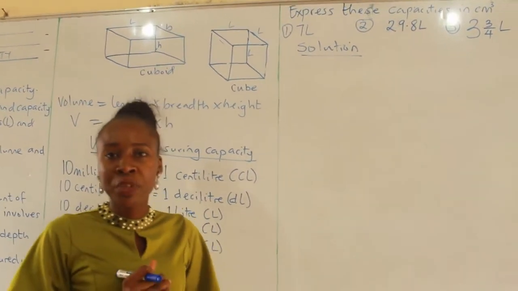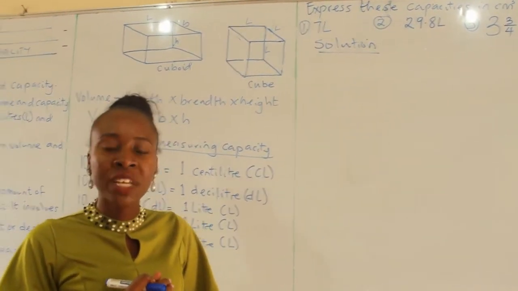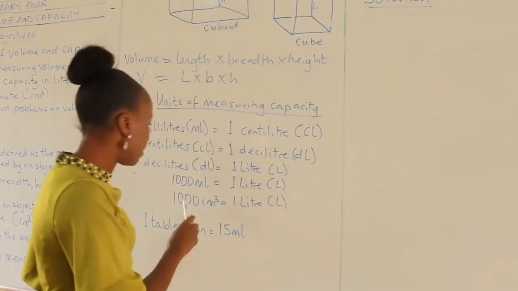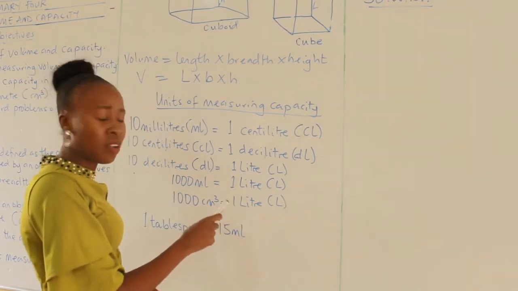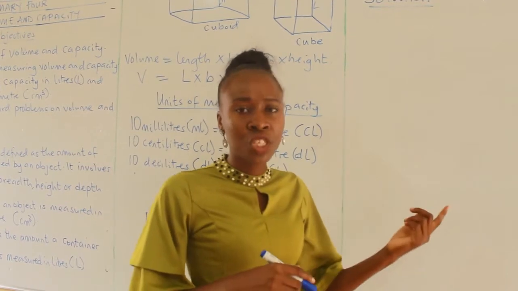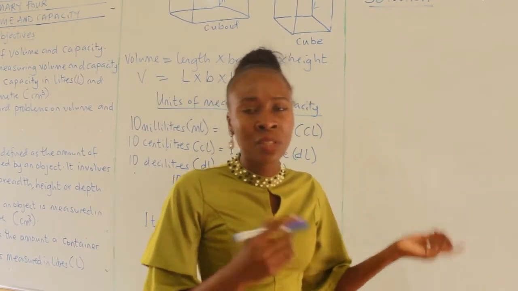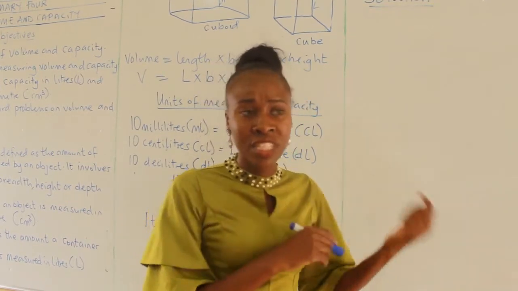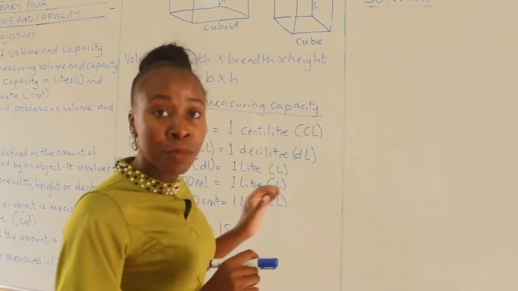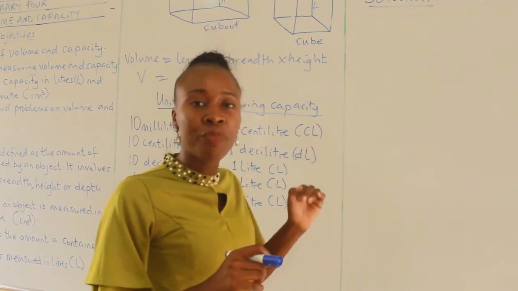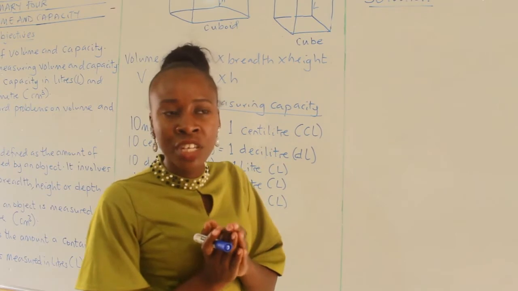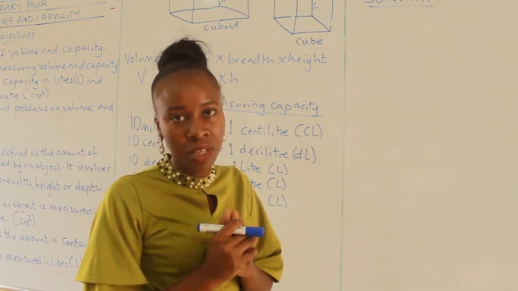the major relationship between capacity and volume is 1000 cm cube equals 1 liter. We'll be changing from cm cube to liters and from liters to cm cube. Please note that cm cube is a smaller unit of measurement, while liters is the larger unit of measuring capacity.